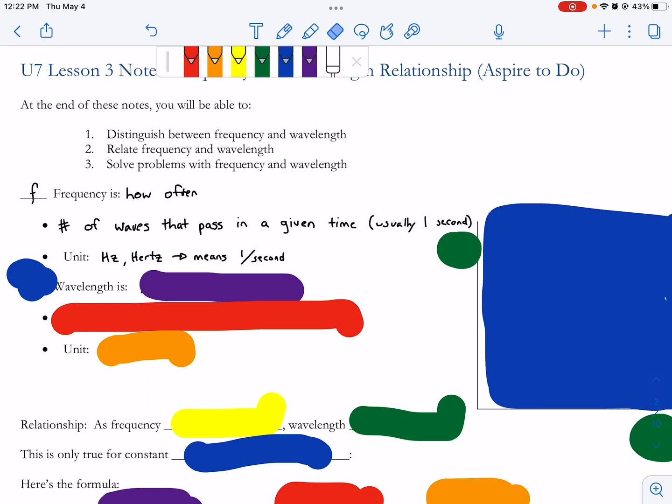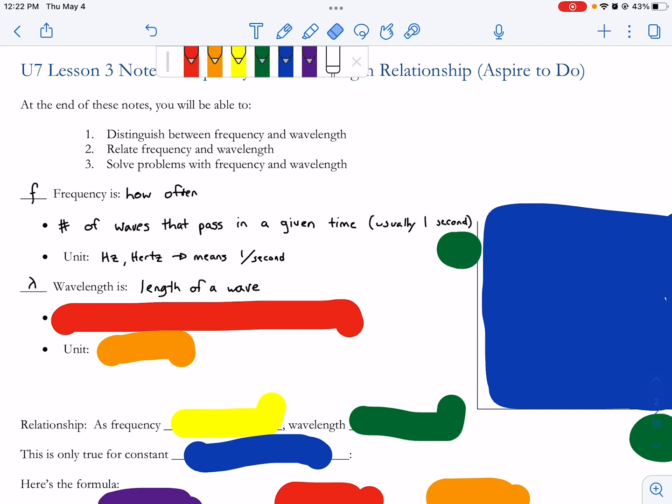Wavelength, this one's a really hard definition. It's the length of a wave. You're probably going to forget that, so make sure you write that down. Length of a wave is wavelength. It has a really funny symbol, and this one you might have to think about how to write. That is the Greek letter lambda. It's a lowercase lambda.